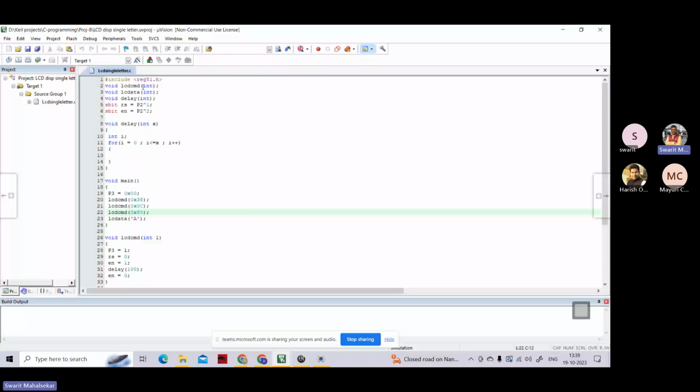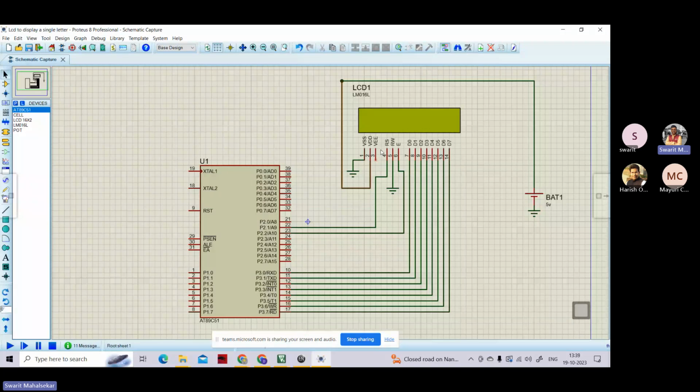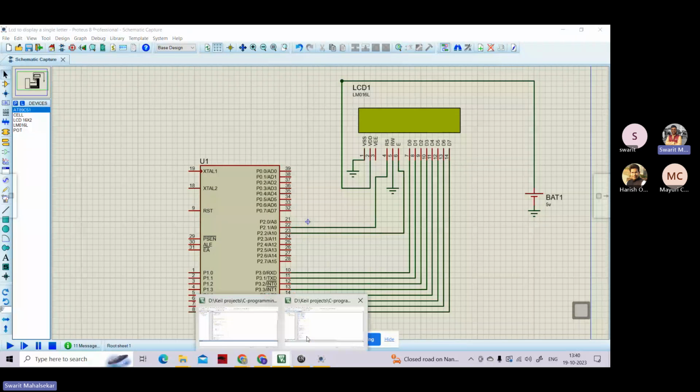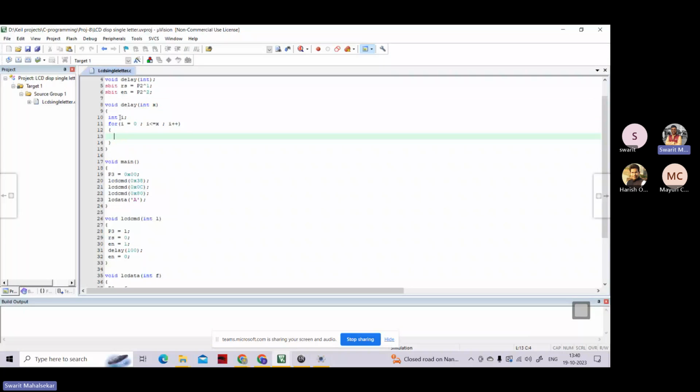Again, we are going with the same thing, that is the header file. Then we have command and data. I will elaborate on this function, don't worry. Then I'll create a delay function. The RS pin is connected to pin number 1 of port 2, and the enable pin is connected to pin number 2 of port 2. So this is what I had mentioned over here. Now I had created a delay function which will create a delay. I will come to why exactly we need to create this delay function.